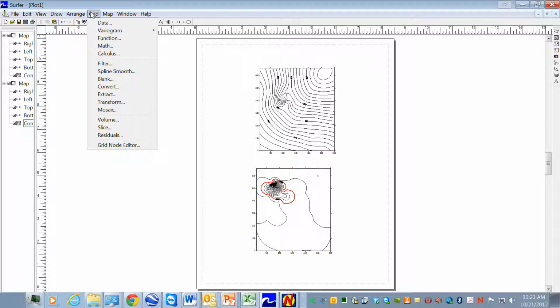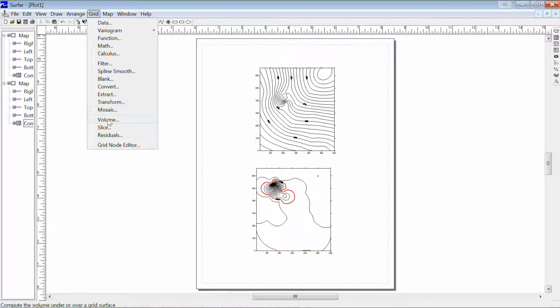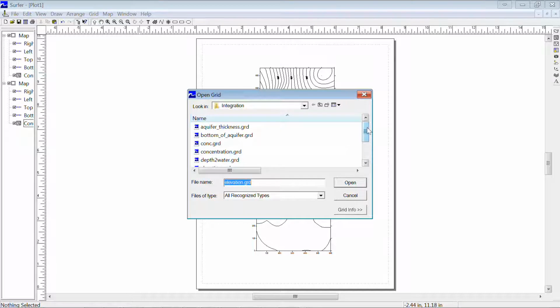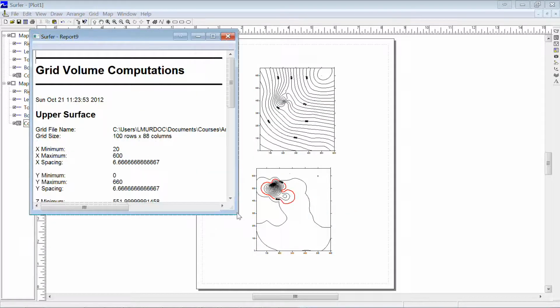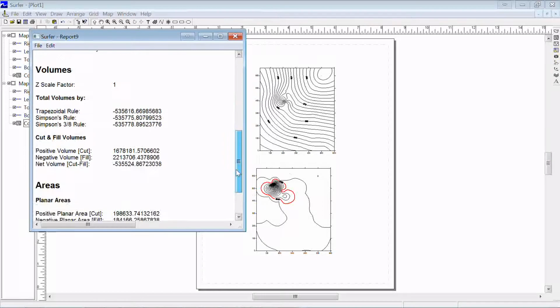So the way to do it is to go to grid, and if we've already created the grid, we go here to volume and we select the grid that we want to operate on. So this is what we're calling the upper surface, and this is kind of in quotes because the upper surface could in fact be below the lower surface, but this is the way we're defining the problem. So the lower surface I've already defined as 580 feet, and I hit OK, and it does the integration. And here's the results.